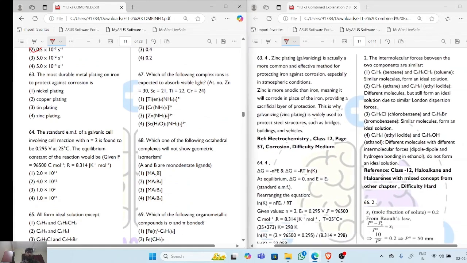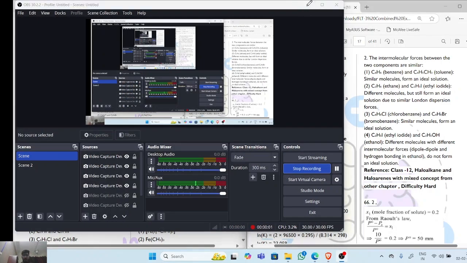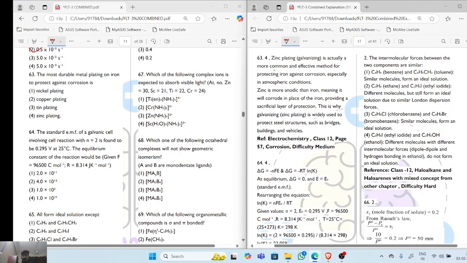Question number 63. The most durable metal plating on iron to protect against corrosion is... So zinc plating, which is galvanizing, is actually a more common and effective method for protecting iron against corrosion, especially in atmospheric conditions.